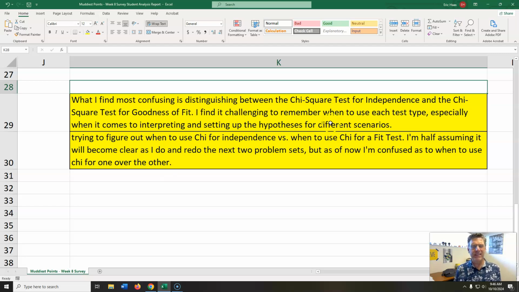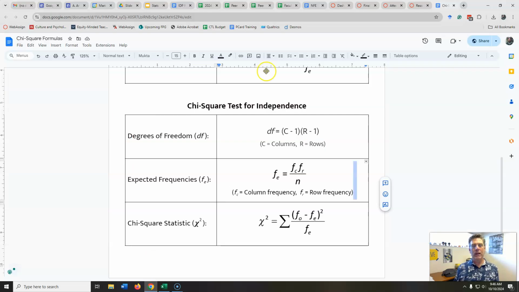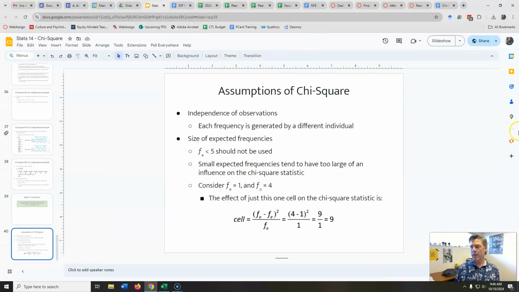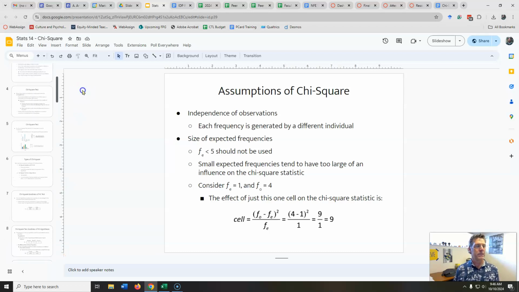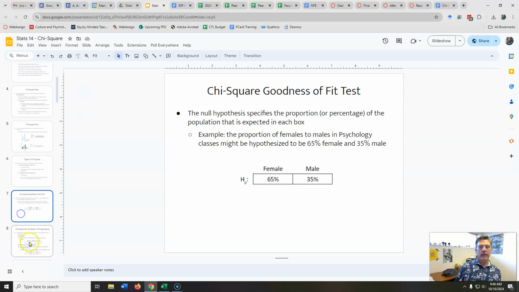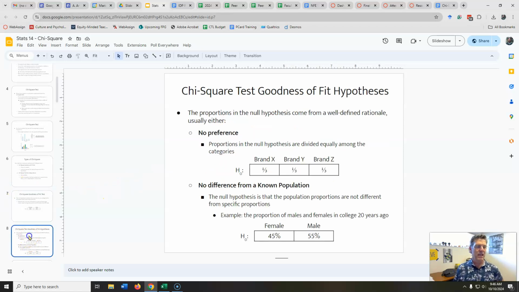Oh, the hypotheses part. Don't worry about the hypotheses. At this point, when you get into these hypotheses, they can be pretty confusing. This is where, for goodness of fit, we're talking about different hypotheses. This is just trying to help you understand that we can use the chi-square for different kinds of predictions. But don't really worry about it.